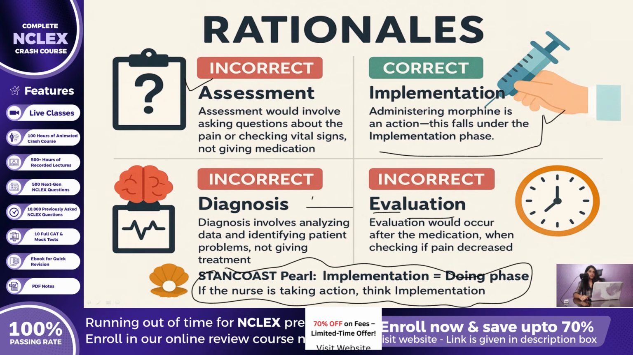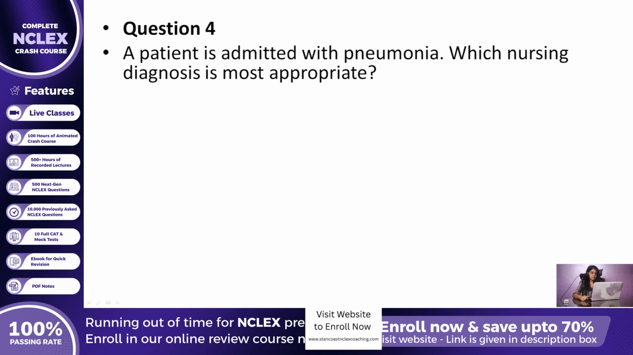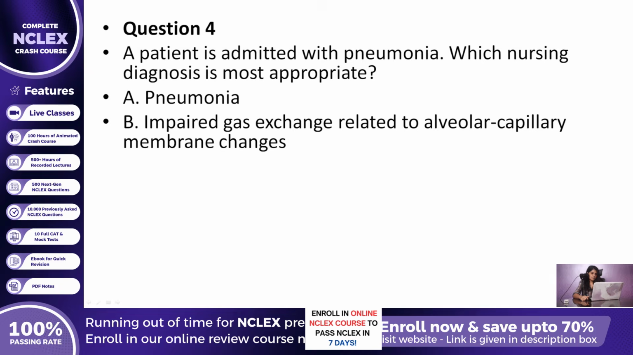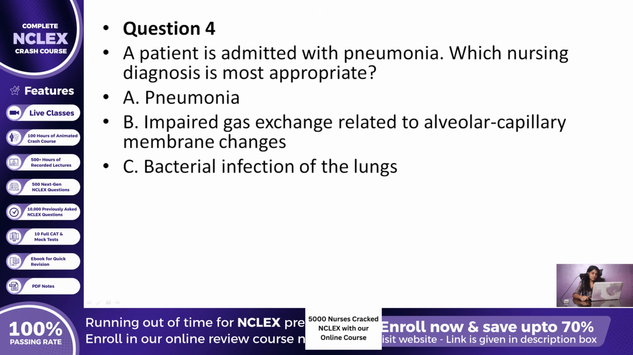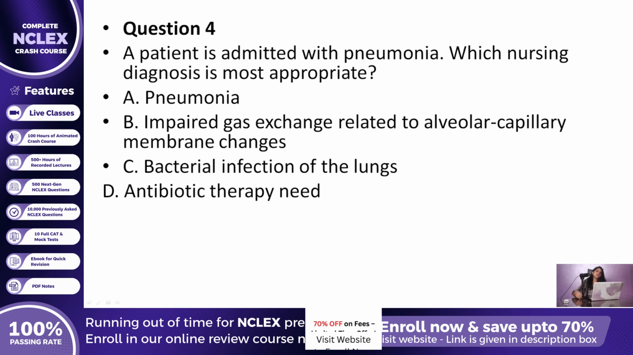Let us continue with the fourth question. A patient is admitted with pneumonia. Which nursing diagnosis is most appropriate? Option A, pneumonia. Option B, impaired gas exchange related to alveolar capillary membrane changes. Option C, bacterial infection of the lungs. Option D, antibiotic therapy, need.